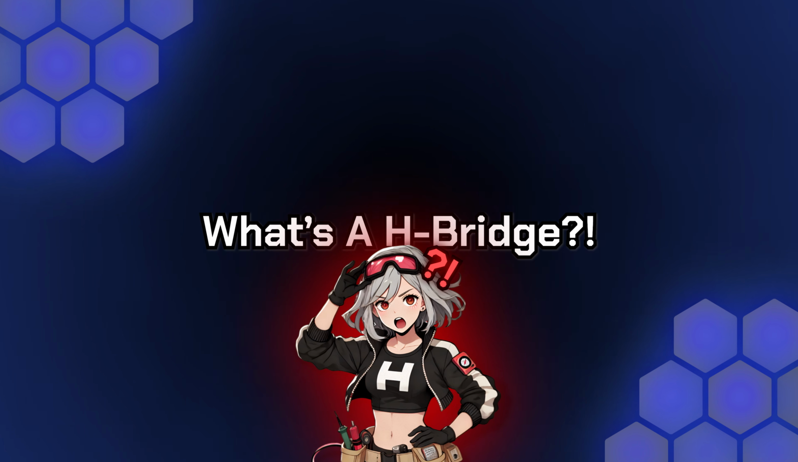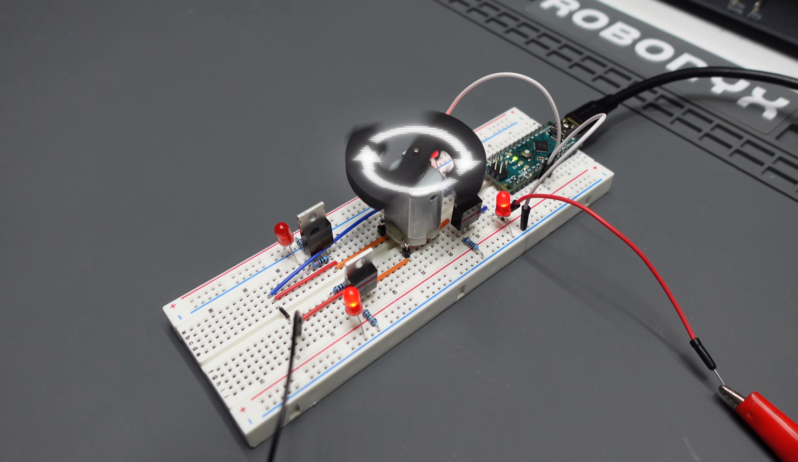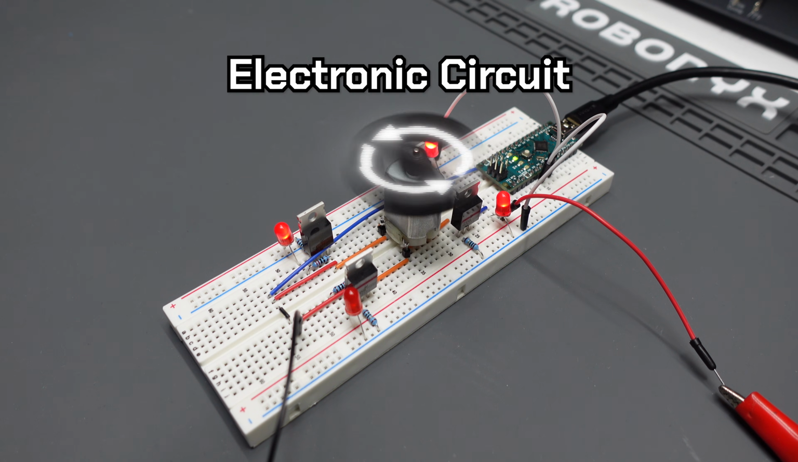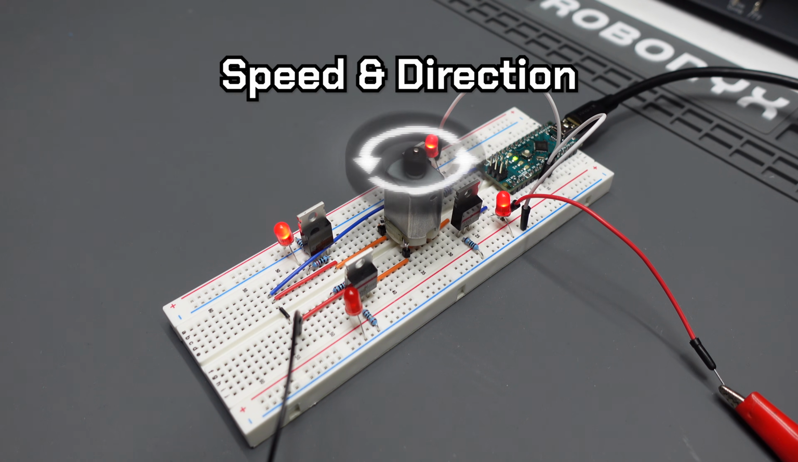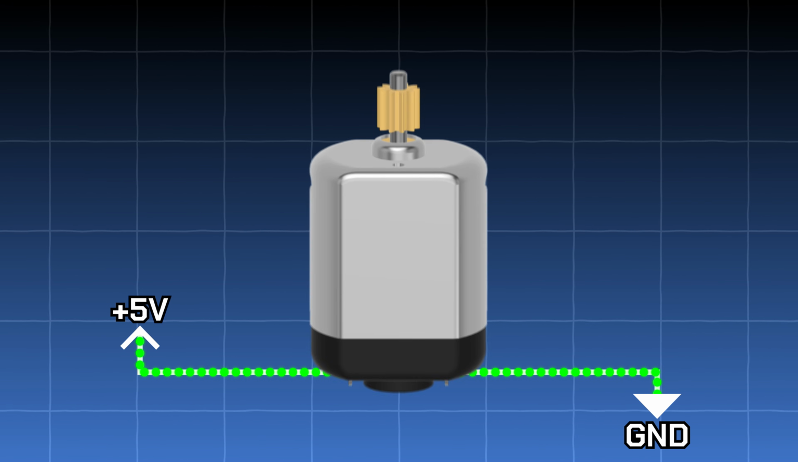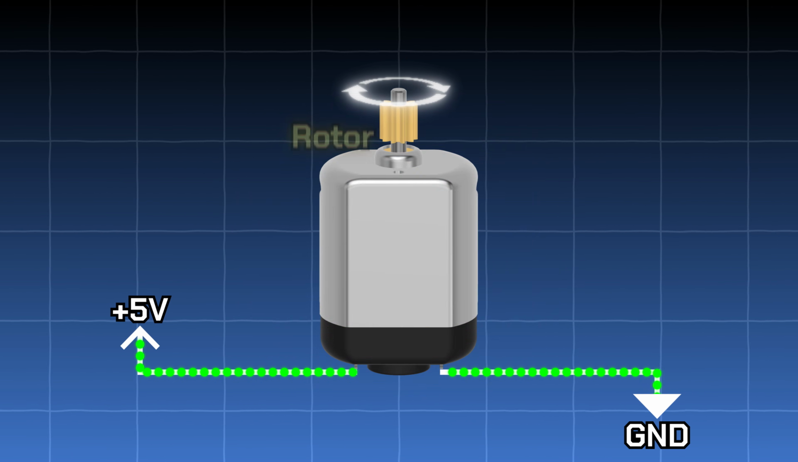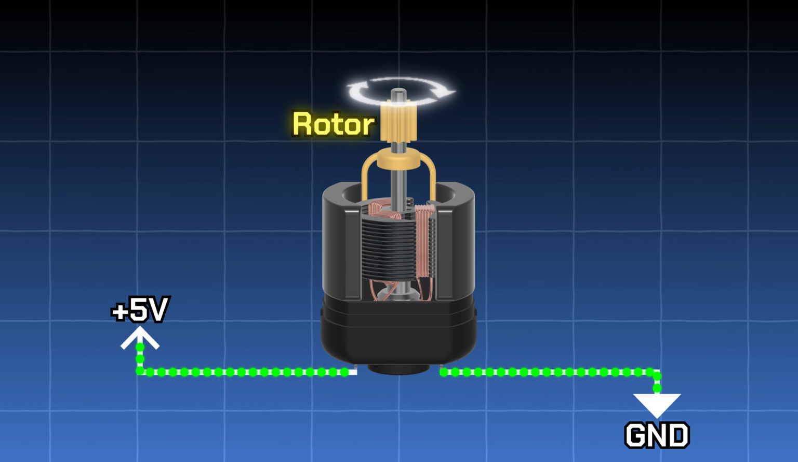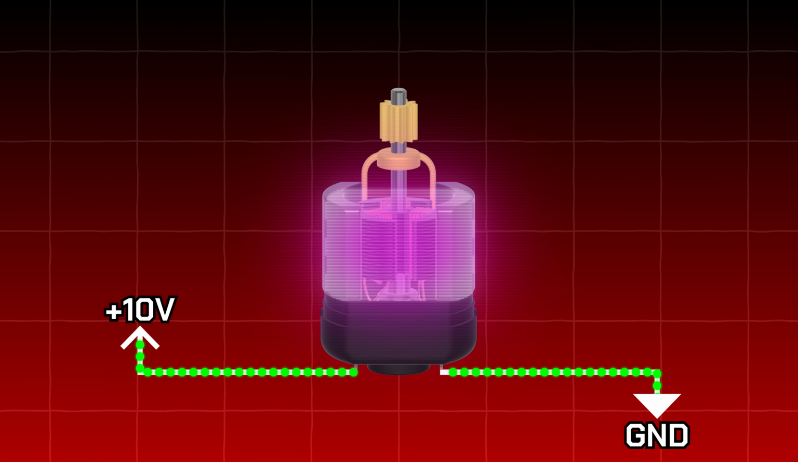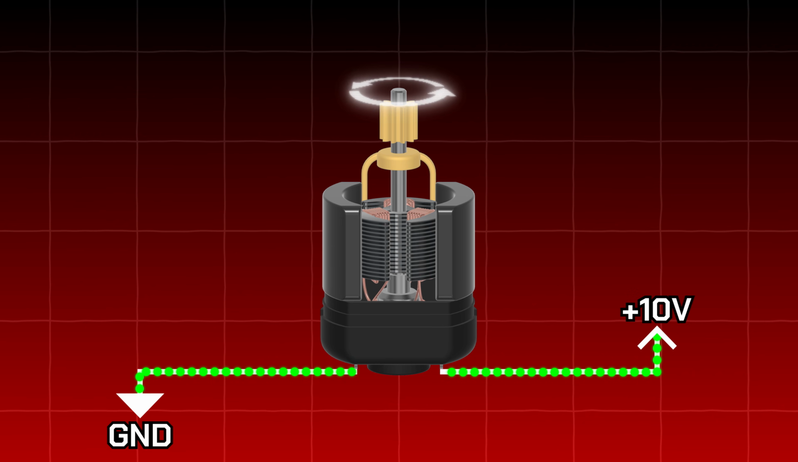Okay, what's a H-bridge? A H-bridge motor driver is an electronic circuit that allows you to accurately control a DC motor's speed and direction. When current flows through the motor, it generates a magnetic field, which creates a rotational force in the rotor. By the way, the rotor is the name of the part that spins. The amount of voltage applied across the motor affects how much current flows through. The more current, the stronger the magnetic field is, which means the rotor spins at a higher velocity. And if you reverse the voltage, it'll spin in the opposite direction.